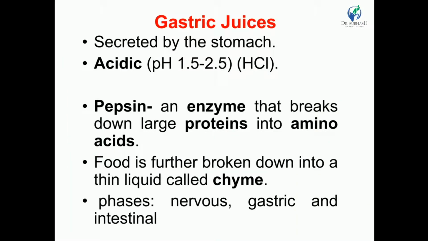Gastric juices: they are secreted by the stomach itself, right? Their pH ranges between 1.5 and 2.5, and the major component is hydrochloric acid. So we can understand that the pH will be acidic, and the major role is played by pepsin, an enzyme that breaks down larger proteins into smaller fragments, that is, amino acids. The food is further broken down into a liquid state, and it forms chyme.